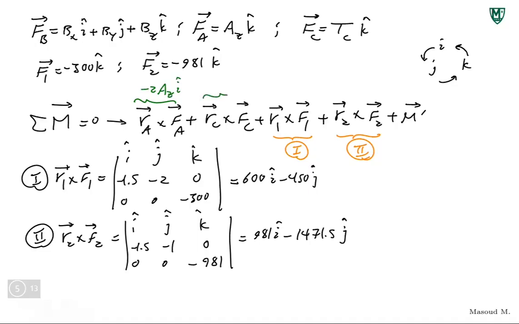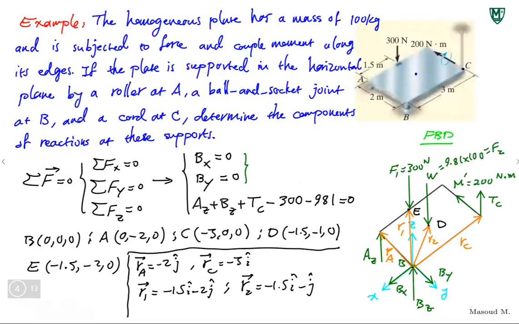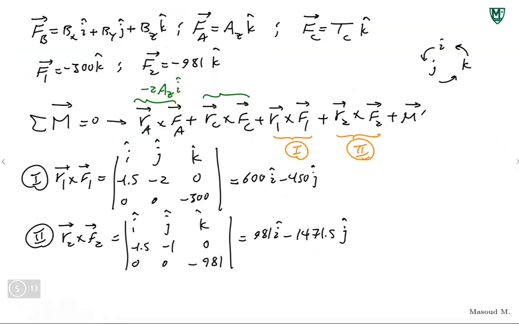And RC cross FC, well, FC only has components in one direction, it is TC in K direction, and RC is minus 3I, so 3I times K, I times K would be minus J. The negative there, this becomes 3TCJ. So putting everything together, I'll try to write it here.